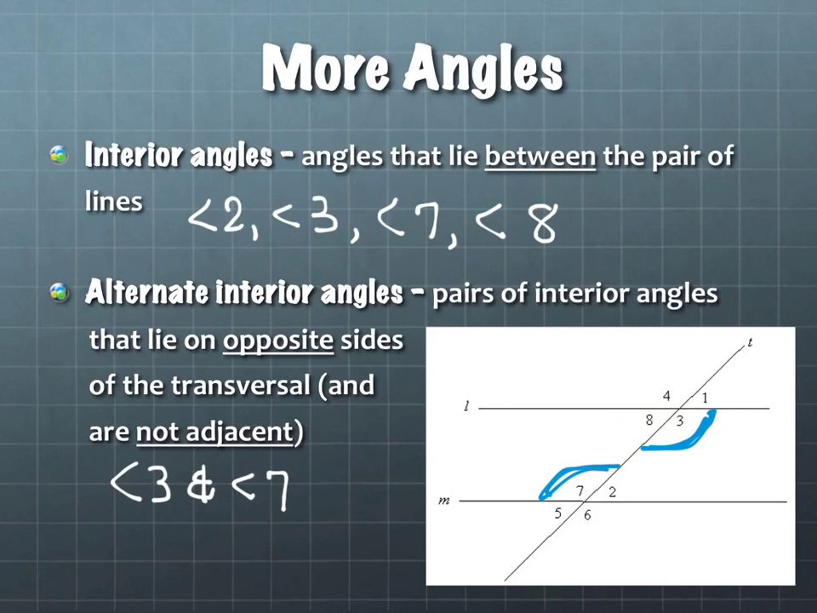What is another pair of alternate interior angles in this diagram? 8 and 2. Right? And those are the only ones in this particular diagram. We've listed all of them.